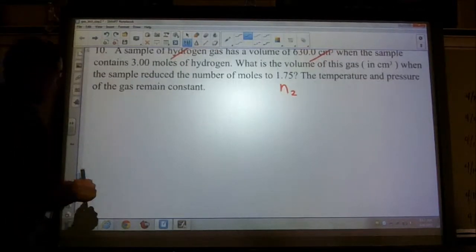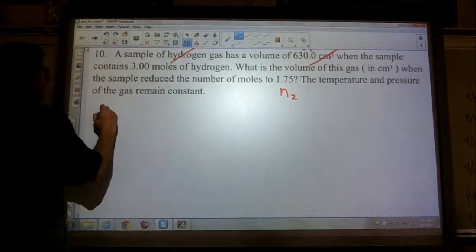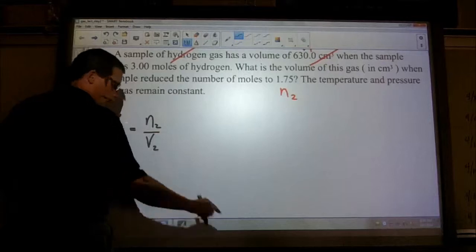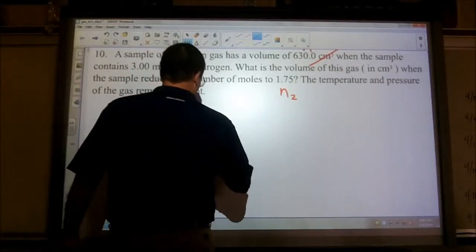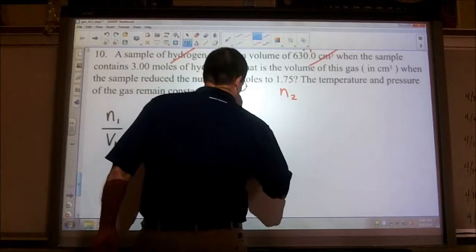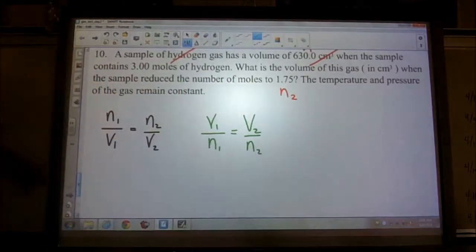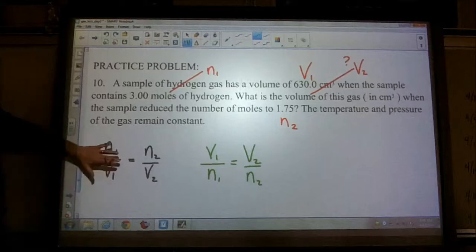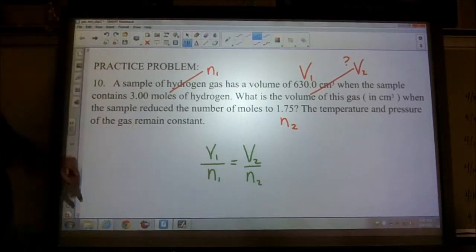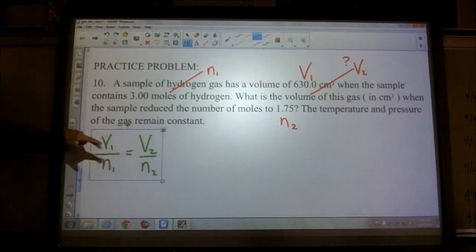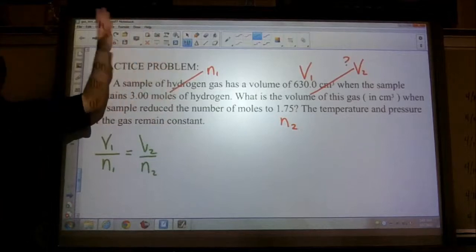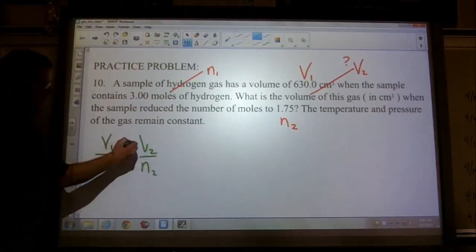Okay, so here's how this equation could look. We could have either N1 over V1 is equal to N2 over V2, or you could have V1 over N1 is equal to V2 over N2. Which of these equations should we use? The one that has the V on top. So we're going to use that one because we have volume on top. That's what our variable that we're looking for is. And that's one thing I like about identifying the variables, because then we can look at the equation and go, oh yeah, this guy we need to keep.